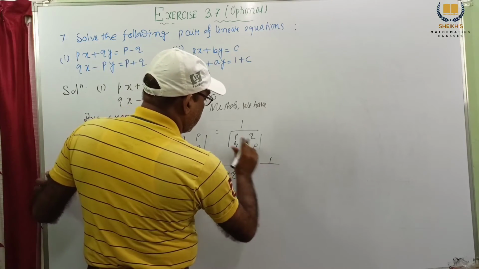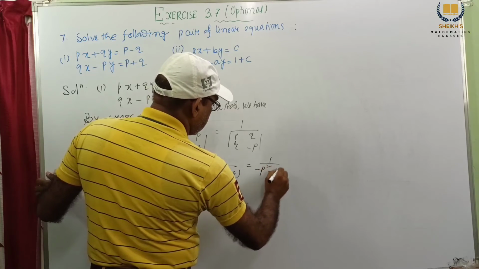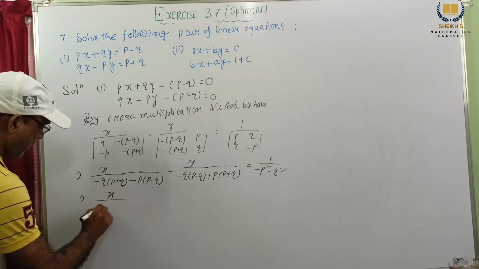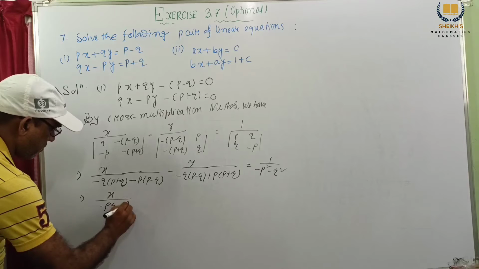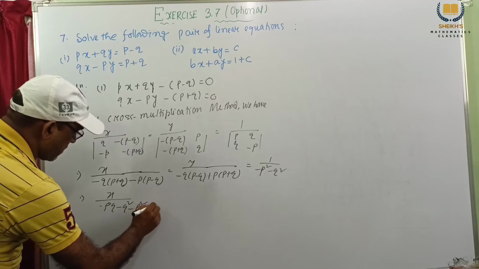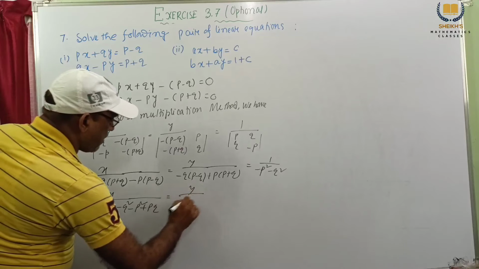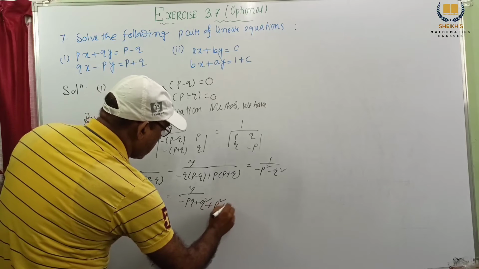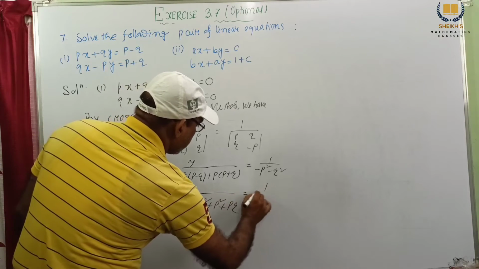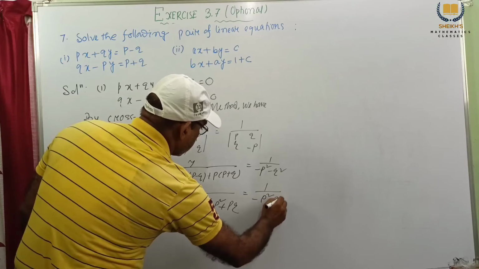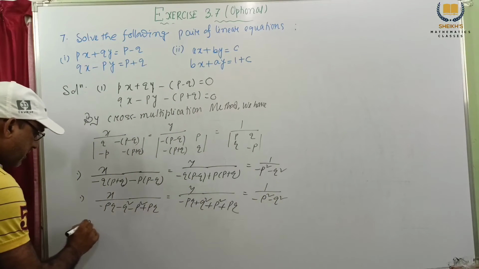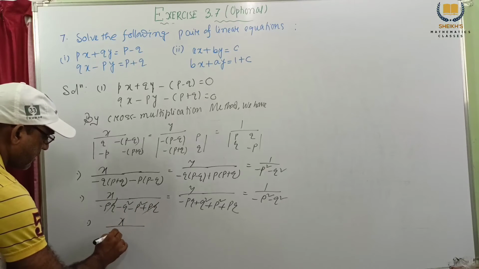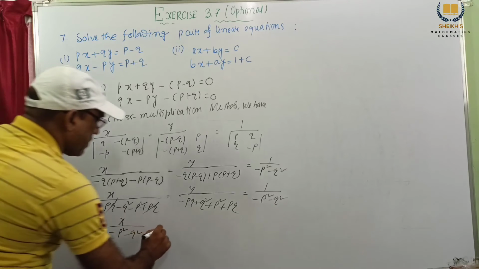So 1 by minus p square minus q square, this into this. So this will be x by minus pq minus q square minus p square plus pq. Y by minus pq minus plus q square plus p square plus pq. Now the answer is coming soon. This is minus p square minus q square. This implies x by, pq cancels, minus p square minus q square again.